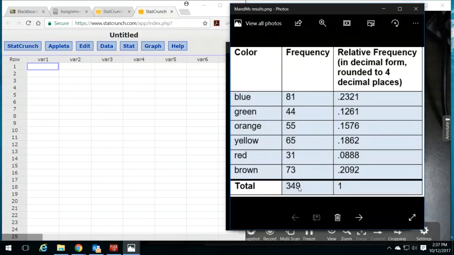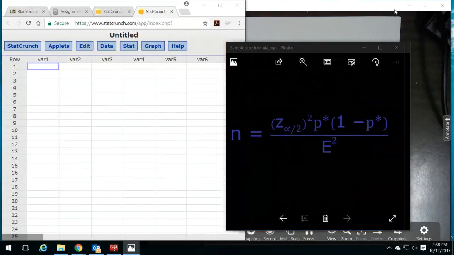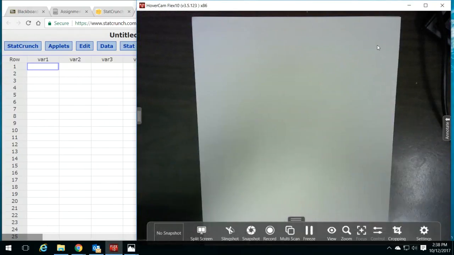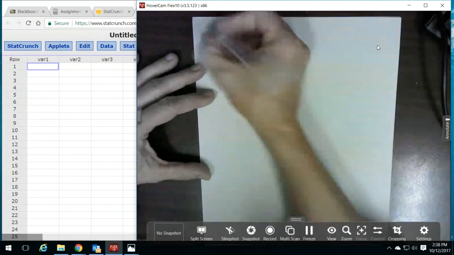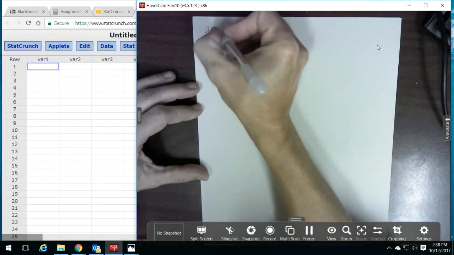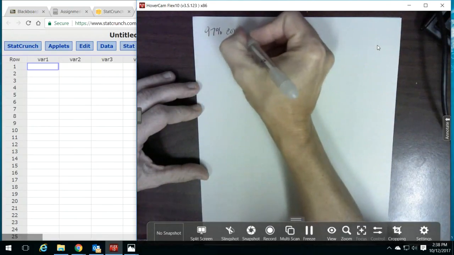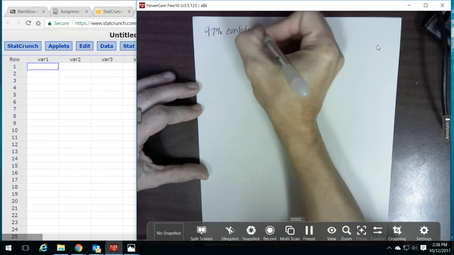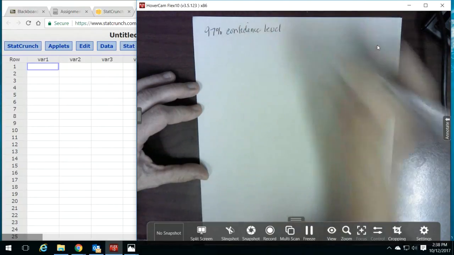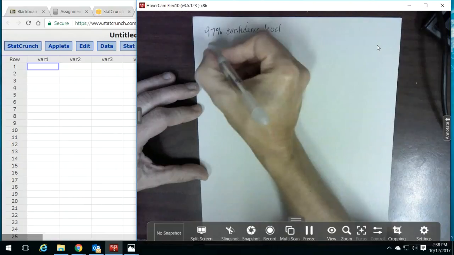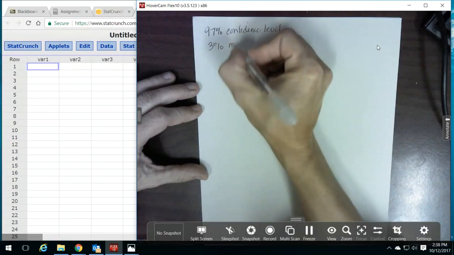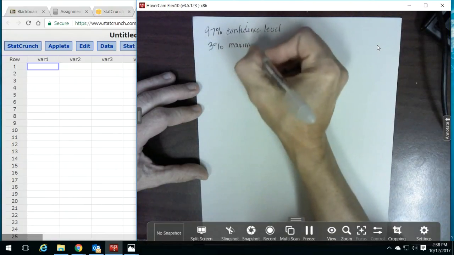So my sample size that I have is 349. And I decided to make an initial choice of using a 97% confidence level and a 3% maximum margin of error.